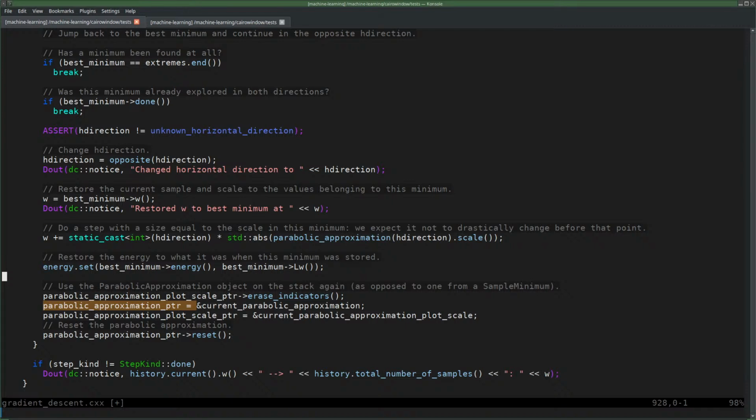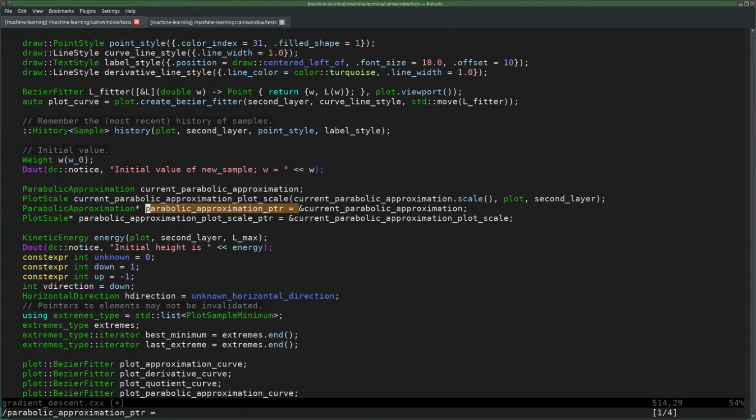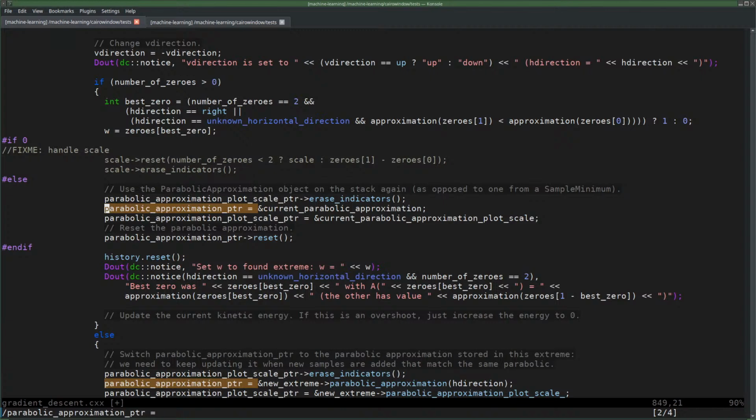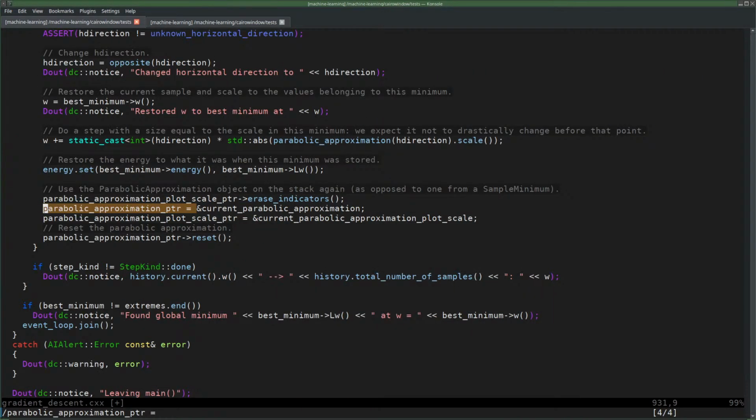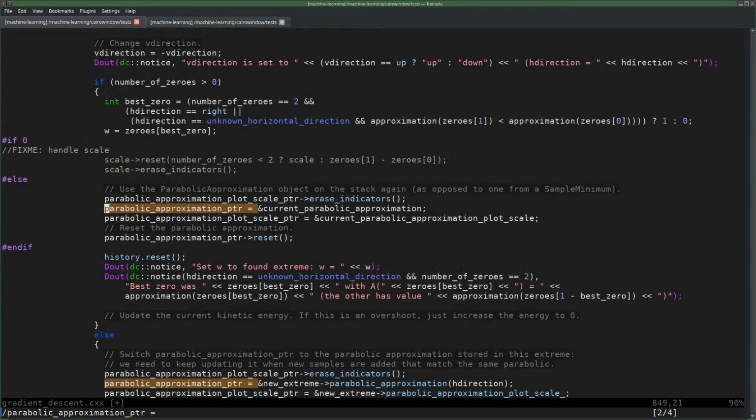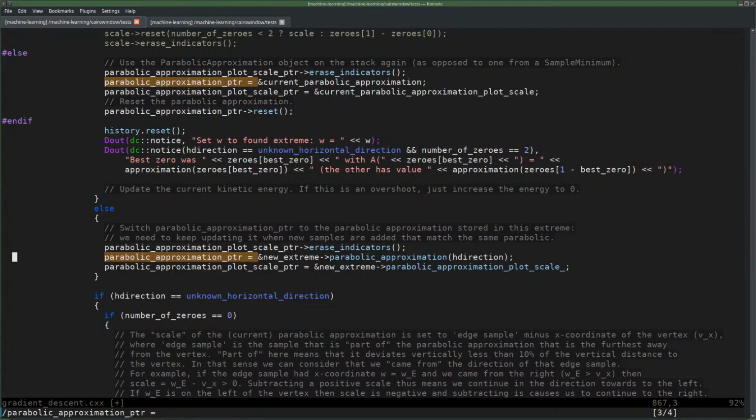Okay, so here I have it set. Here I set it to the stack. I'm going to start from the top again. Initialization. Here I set it to the stack. Here we set it to an extreme that was just stored. And here we set it to the stack again. In other words, this is the only place where this thing is set to a minimum, and that it already has its minimum determined and everything.